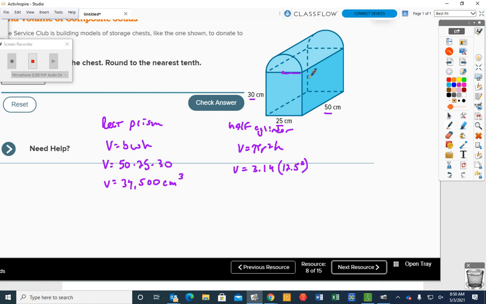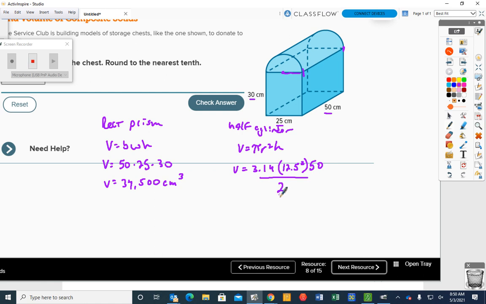So my height is going to be from here up to here. Well, which dimension would that be? This would be the 50. The 30 wouldn't really have anything to do with this cylinder, would it? Okay, so my height is going to be what? 50, right? Okay, so let's go ahead and this is all going to be divided by 2.